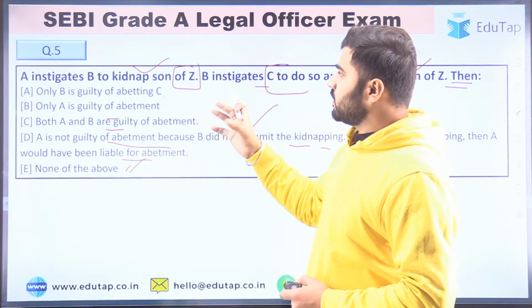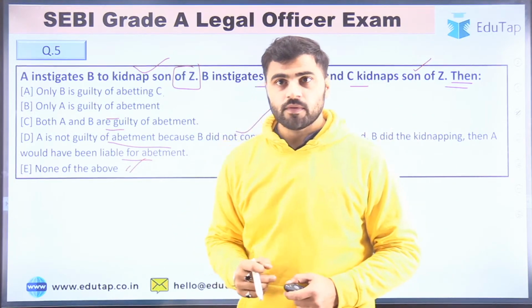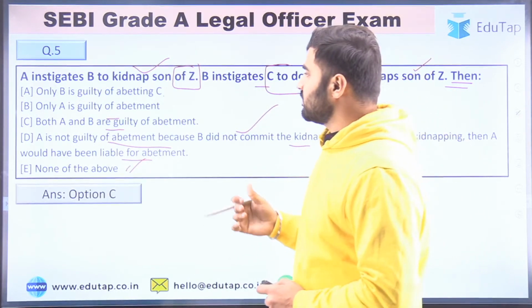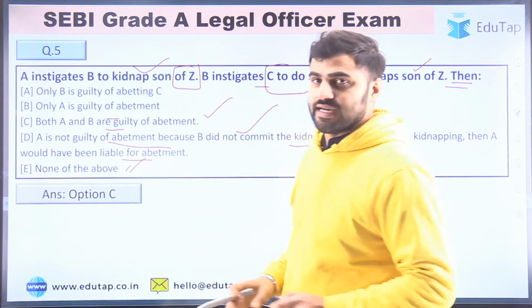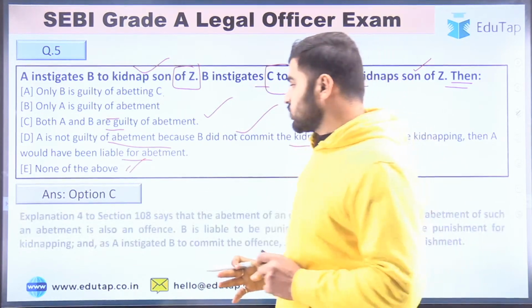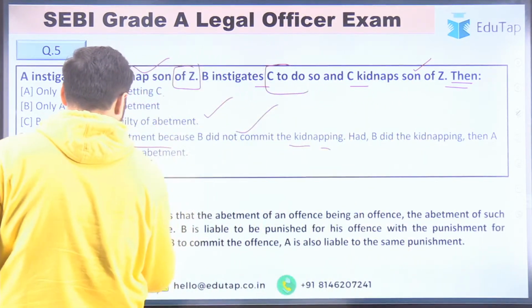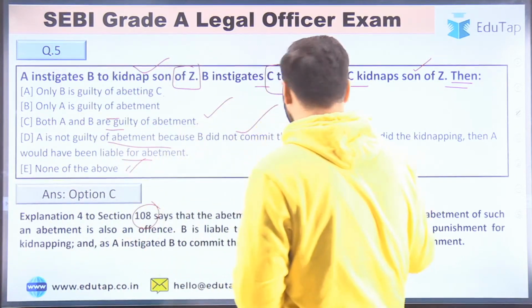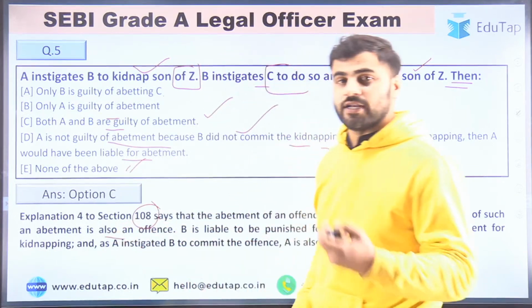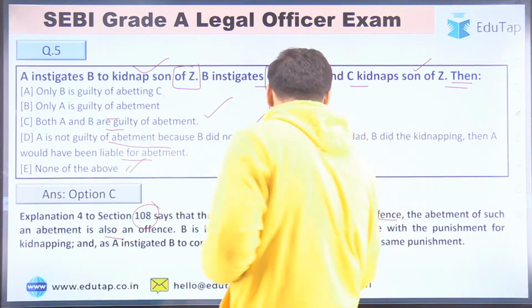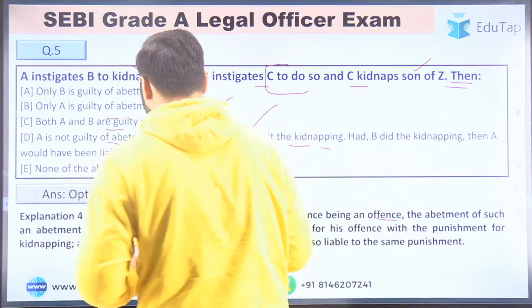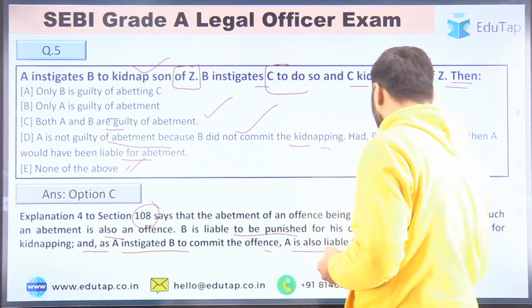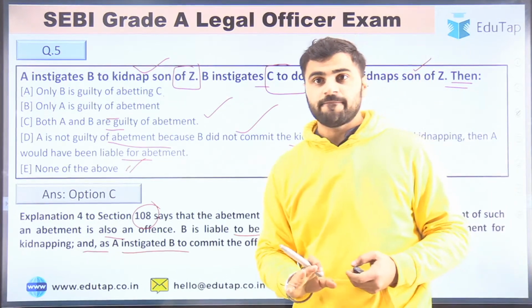Read the question properly. So the right answer for question number 5th is option number C, that is both A and B are guilty of abetment, right? So guys, explanation 4 to section 108 says that the abetment of an offense being an offense, the abetment of such an abetment is also an offense, right? So B is liable to be punished for his offense with the punishment for kidnapping, and as A instigated B to commit the offense, A is also liable to the same punishment, right?